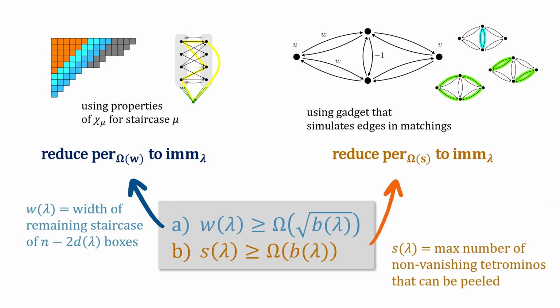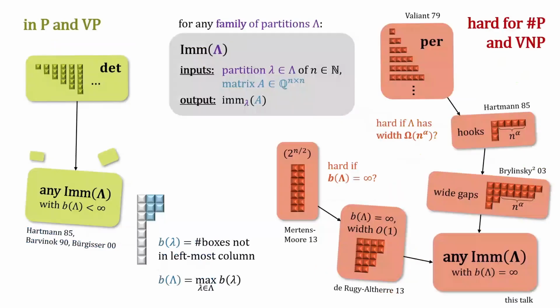Okay, this essentially concludes my talk. To recap, we looked at the problem of evaluating immanants defined by families of irreducible characters. Such characters can be specified by partitions. It was known before that immanants can be evaluated in polynomial time if their defining partitions have a finite number of boxes outside of the first column. And now we know that in all other cases, subject to technical conditions, the problem is hard. This concludes a line of partial results on this problem.